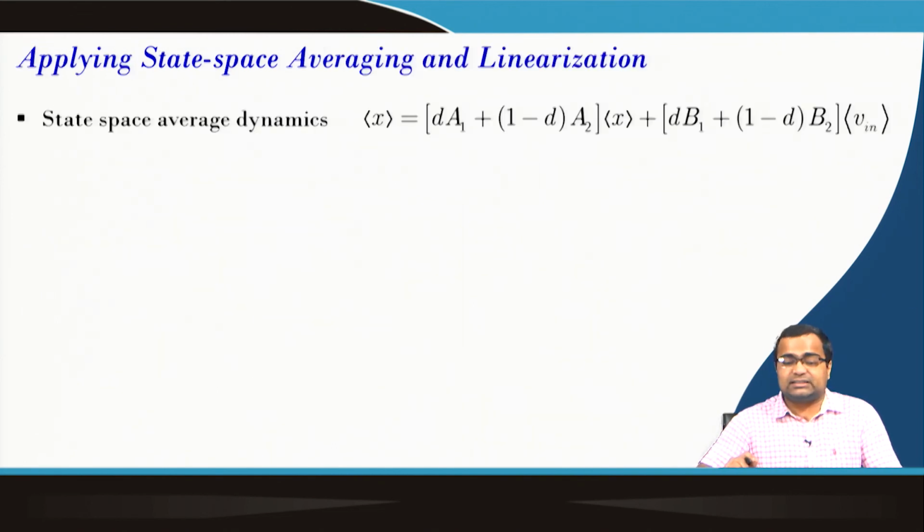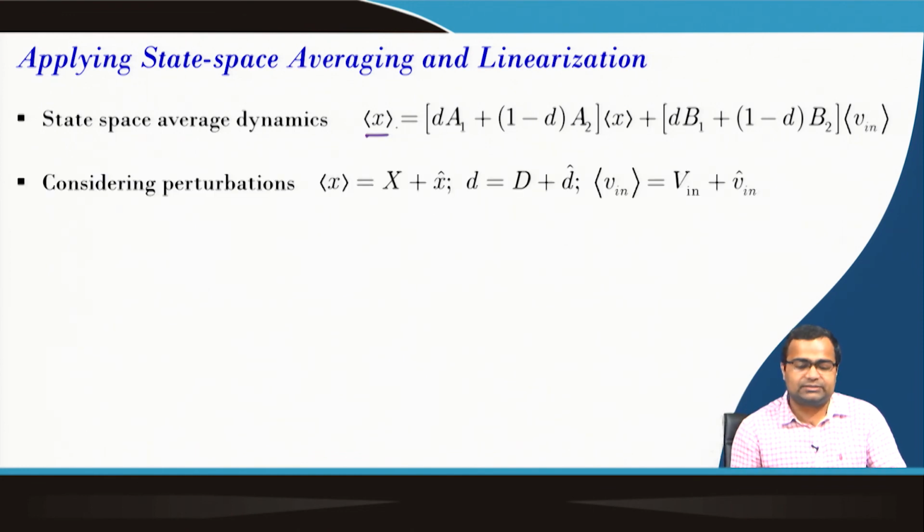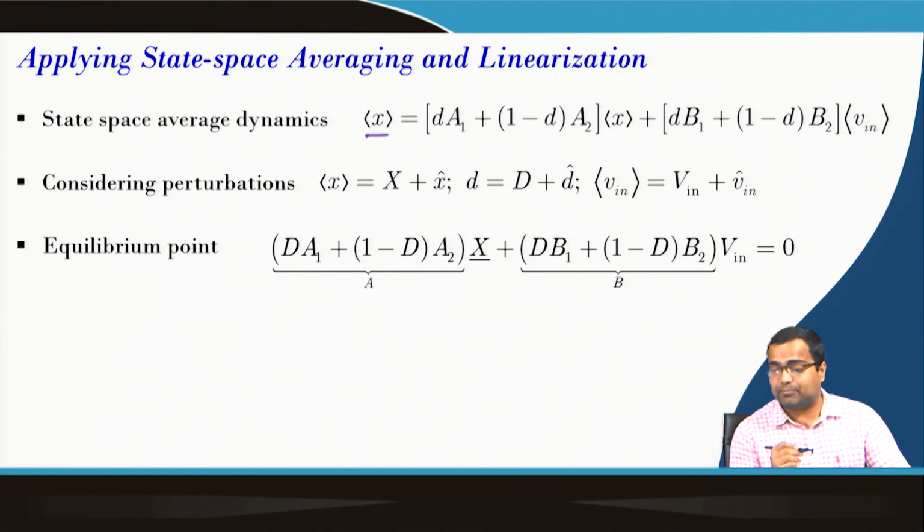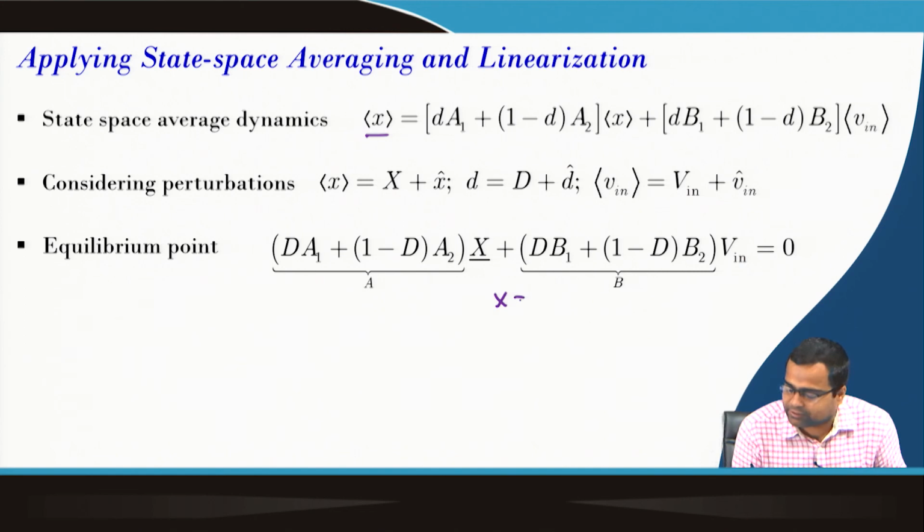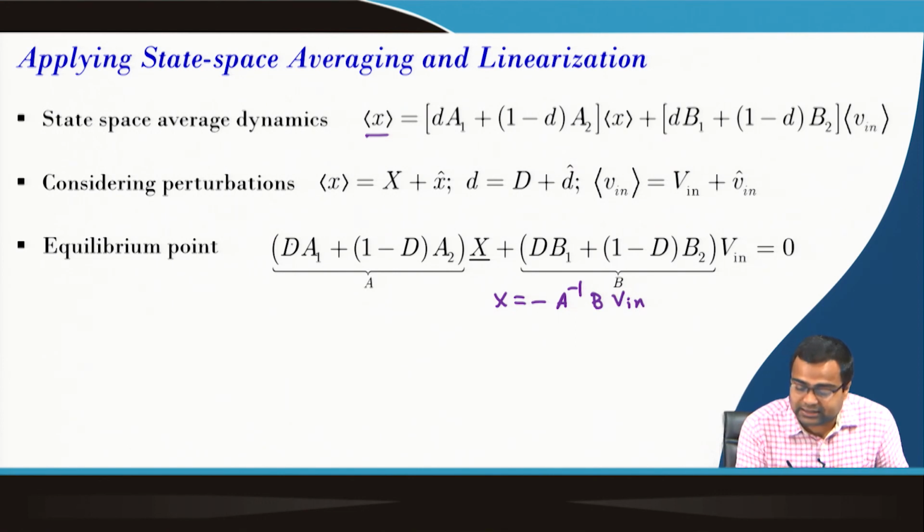So, if you take the state space average model, then again you can write down the average dynamics, you can consider the perturbation and equilibrium point, and as I told, here again you can find out X equal to minus A inverse B V in, including this average model. If you consider the steady state, this A matrix is invertible.